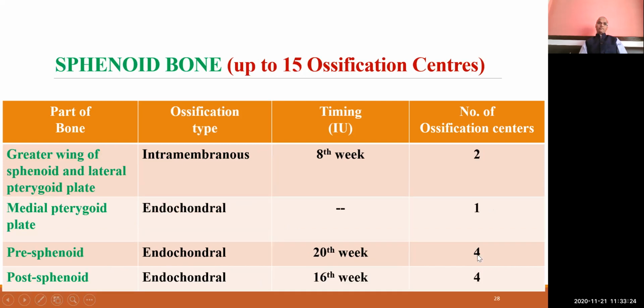The sphenoid bone has up to 15 ossification centers, in which the greater wing of sphenoid and lateral pterygoid plate are formed by the intramembranous method of bone formation at the 8th week of intrauterine life, having 2 ossification centers, and the medial pterygoid plate is formed by the endochondral method having 1 ossification center. Pre-sphenoid and post-sphenoid are formed by the endochondral method. The pre-sphenoid is formed at the 20th week of intrauterine life, and the post-sphenoid at the 16th week. Both have 4 ossification centers.